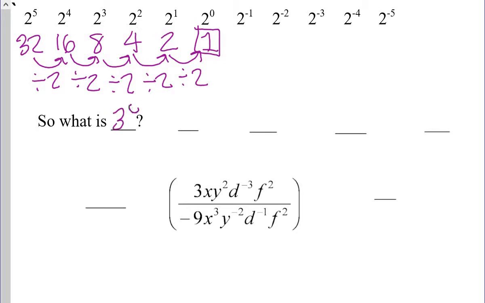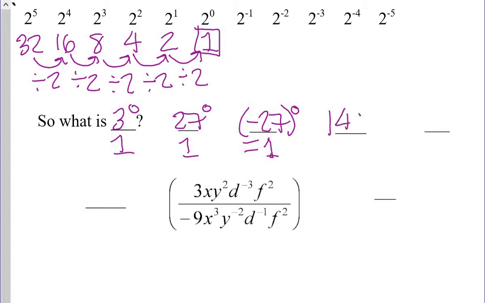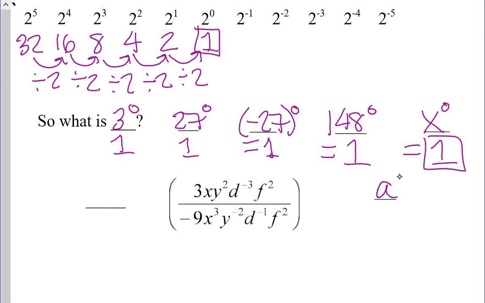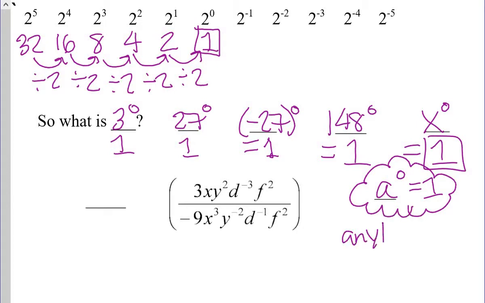So if we look at 3 to the zero power, that's 1. 27 to the zero power is 1. Negative 27 to the zero power is also 1. And let's try a larger number. 148 to the zero power is still 1. And even with variables, so let's do x to the zero power, even variables to the zero power is still equal to 1. So essentially any number to the zero power is going to be 1. That's one of the key things that we learned in class today. Anything to the zero power is 1.